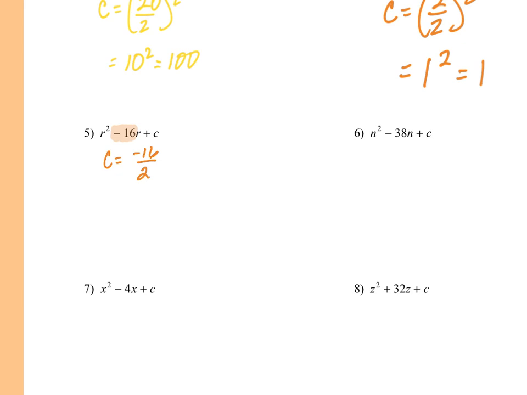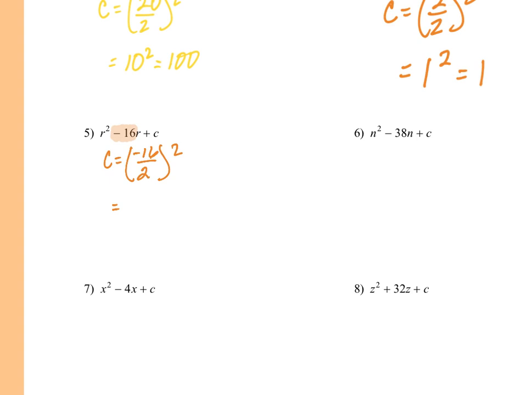I take that middle number, the number with the variable to the first power, and then I divide it by 2 and I square it. So same thing I'm doing every single time. Take that middle number, I divide by 2 and I square it.